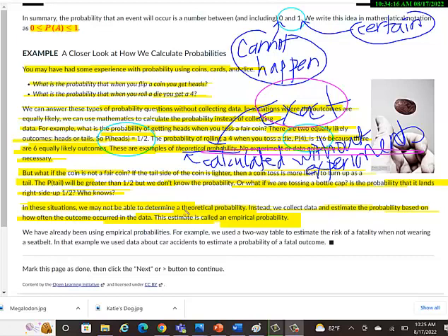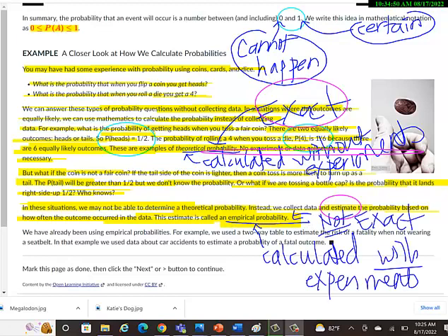Situations where we may not be able to determine the theoretical probability, instead we collect data to estimate. So notice down here they use the word estimate. When we're talking about empirical probability, which will be calculated with experiments, you will have to use some kind of experiment or statistical data to calculate the probability. But also, the probabilities are not exact. They're going to be estimates. They definitely use that word here, estimate, for a reason. Only theoretical probability can be exact.